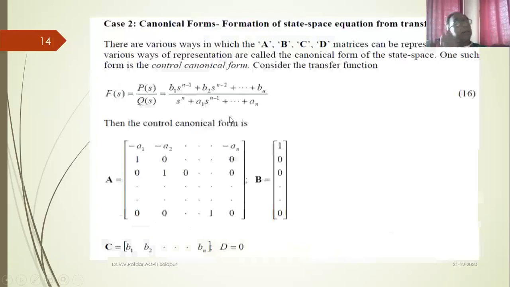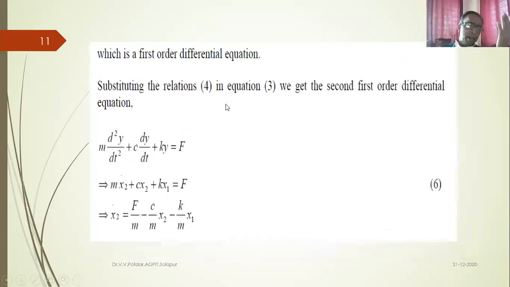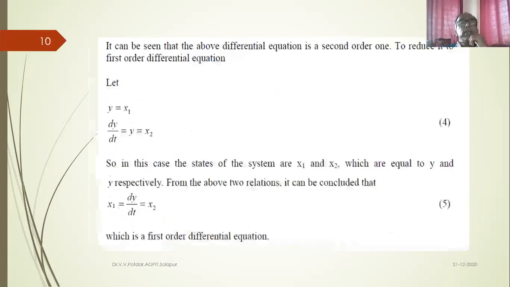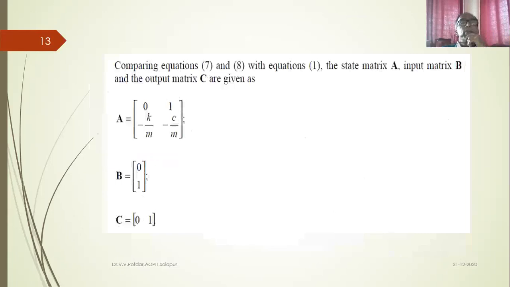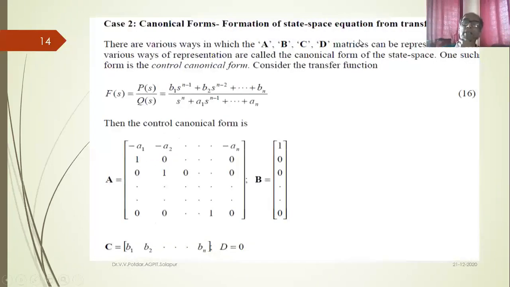Now the first case was related to how to convert a higher order differential equation into a set of single order differential equations by using the state space approach. The second case is, given the transfer function, formation of the state space equation from the transfer function. There are various ways in which A, B, C, D matrices can be represented. These various ways of representation are called canonical forms of state space. One such form is the control canonical form.